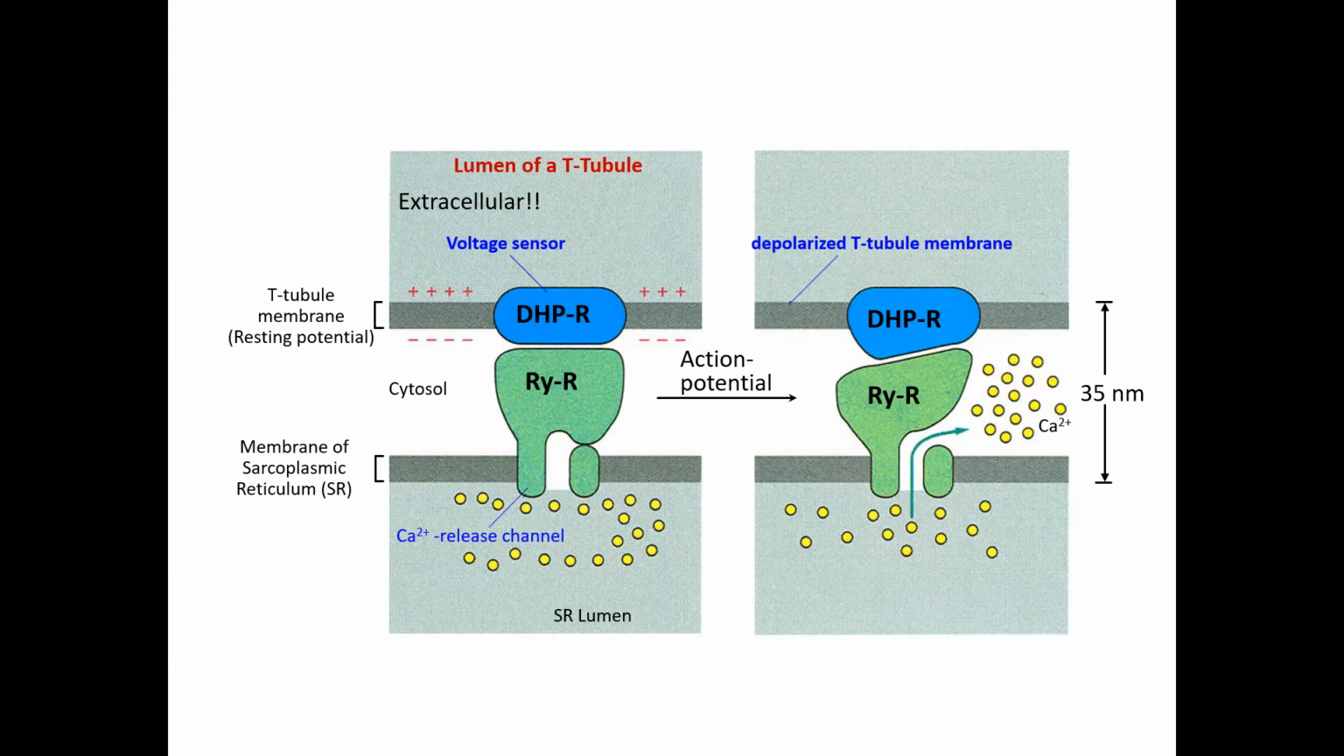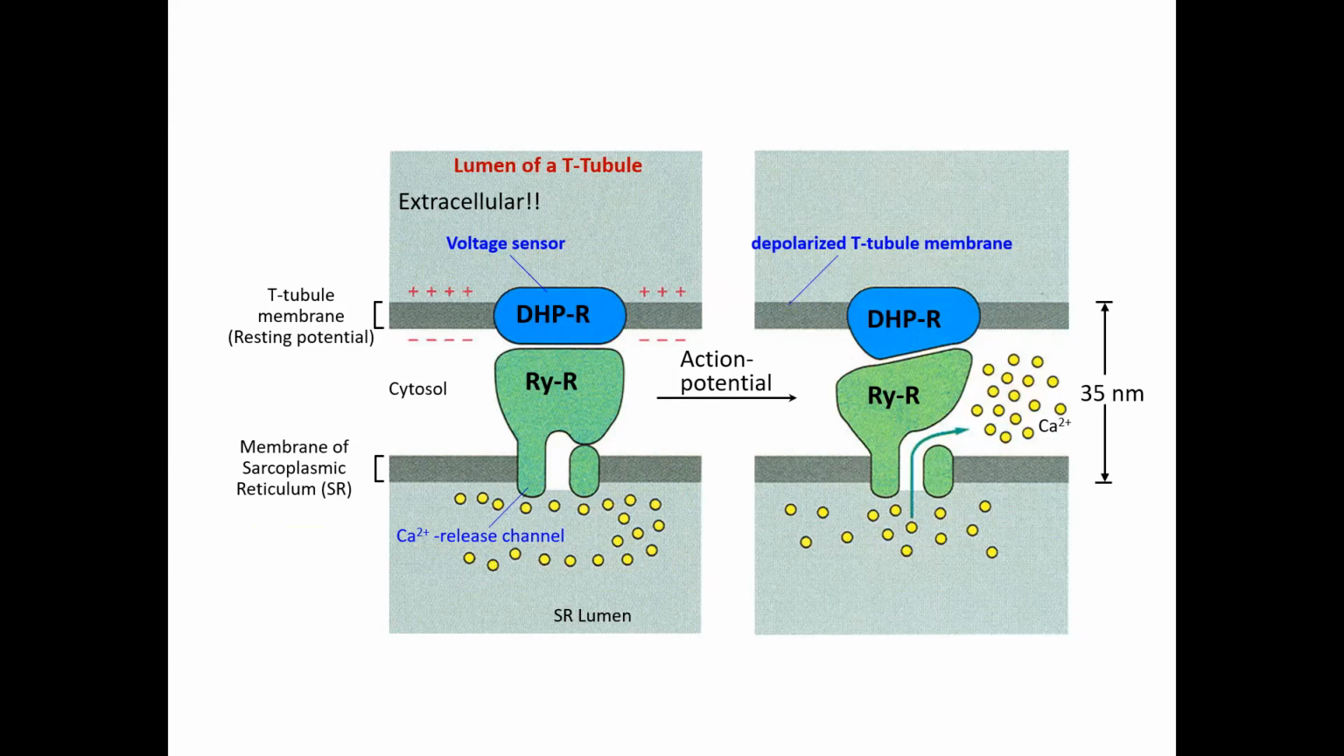And what happens with the same receptors? What happens in the heart is this. The action potential which depolarizes the membrane opens the DHP receptor. Some calcium comes from the outside into the cell, and this calcium entry opens the ryanodine receptor. And then the calcium from the ryanodine receptor will be released.